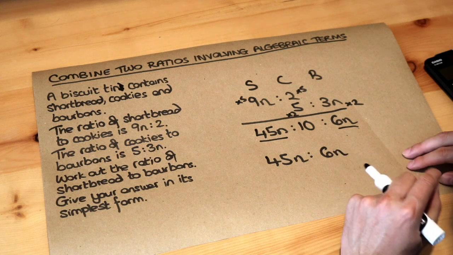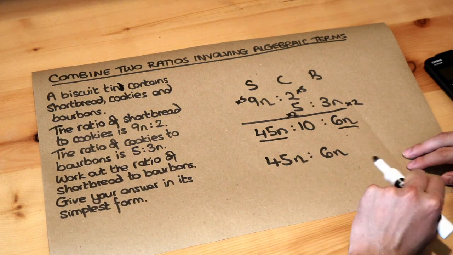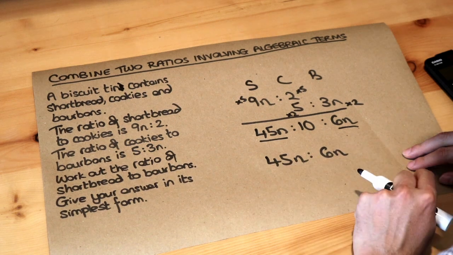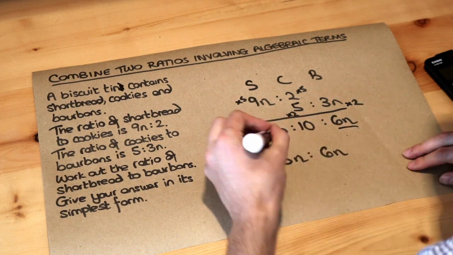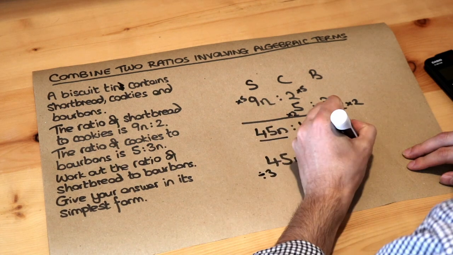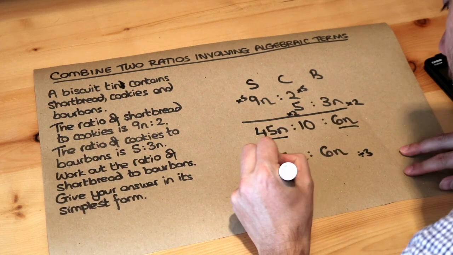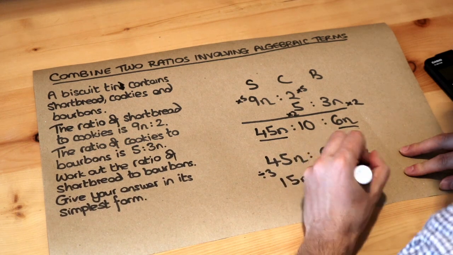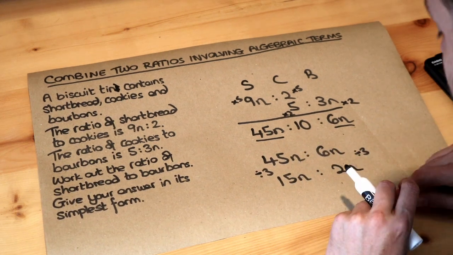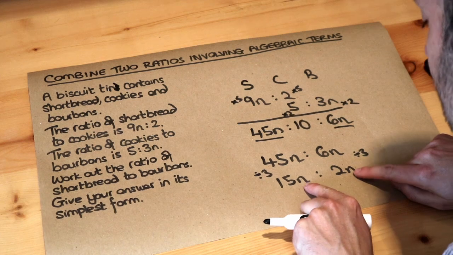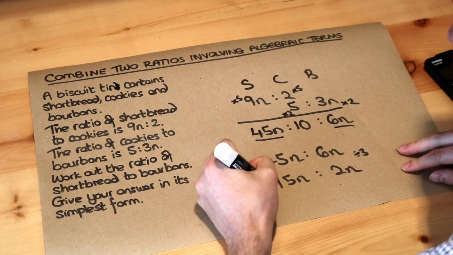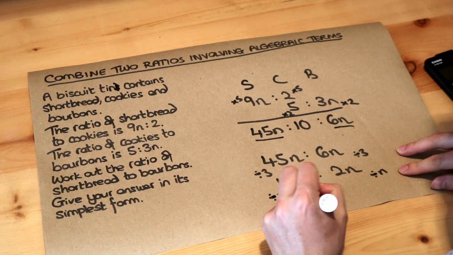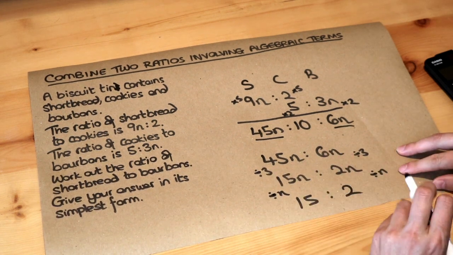Now, remember with ratios, we can divide both sides by whatever number we like, as long as it's the same number. Now, we can divide 45 and 6 by 3. So let's divide that by 3. So that becomes 15n. That becomes 2n. Now, what else do they have in common? Well, they had 3 in common. They also have a factor of n in common, so we can divide both sides by n. And that then becomes 15 to 2, and that is the final answer.